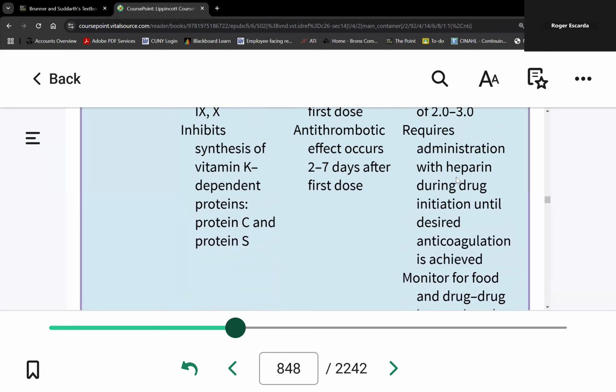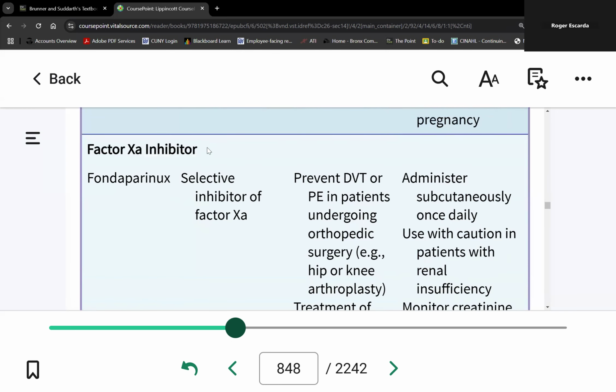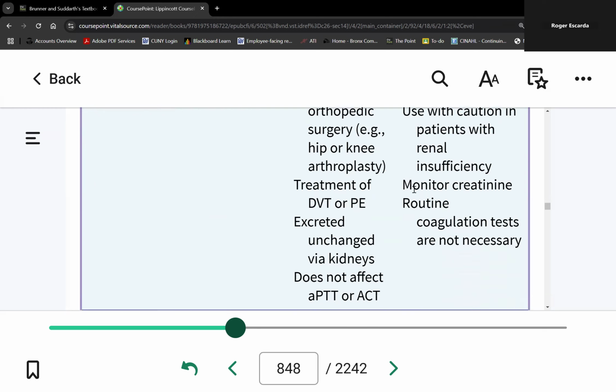All right, that's if it's warfarin. It's a different story for these guys right here. Factor 10A inhibitors work differently. They only target or prevent the formation of factor 10A. So 10A is not the same as factor 10; factor 10 is different. Factor 10A is where the intrinsic and extrinsic pathways meet. So this is a totally different clotting factor.